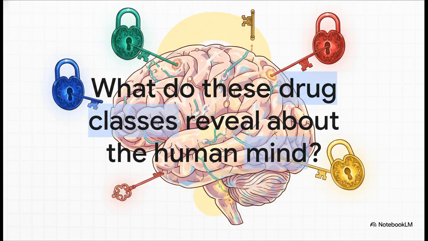So, we'll leave you with this last thought to chew on. We've just looked at 4 completely different kinds of medication, and each one is designed to target a different pathway in the brain. It's like having 4 different keys for 4 different locks, all inside our own heads. It really makes you stop and wonder, what does this level of specificity in our medicine really tell us about the unbelievable, intricate complexity of the human mind itself?